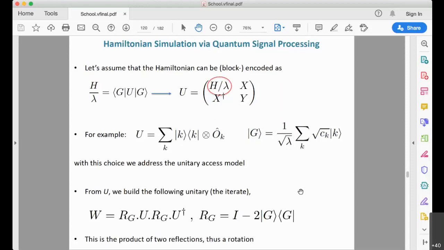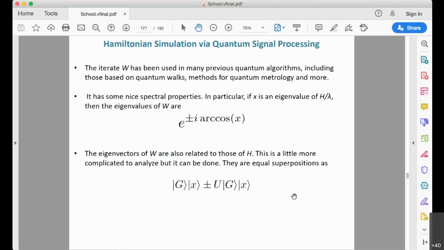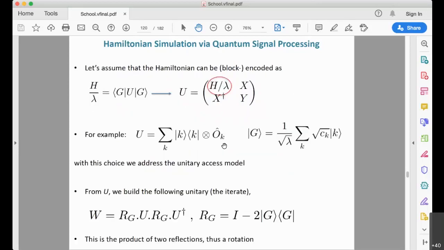So then one can build a unitary that depends on this U and other reflections in some way. And what happens at the end is that if X were to be an eigenvalue of H over lambda, then the eigenvalues of W are e to plus minus r cosine of this X. So what I'm trying to do here is to develop a W that can use this result of the Jacobi-Anger approximation, all right?